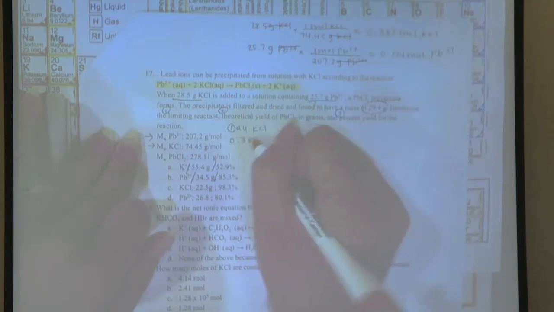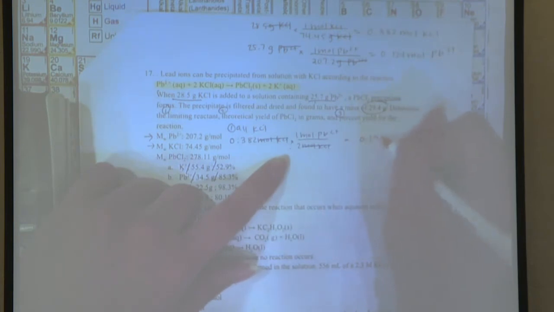So in situation 1, let's say I use all of my KCl, 0.382 moles of KCl. According to my problem here, for every 2 moles of KCl that I use, I need 1 mole of Pb2+, which will demand 0.191 moles of Pb2+. This looks impossible right now, right? Because I don't have that many moles of Pb2+. I only have this much, so this looks impossible. Let's look at the second one.